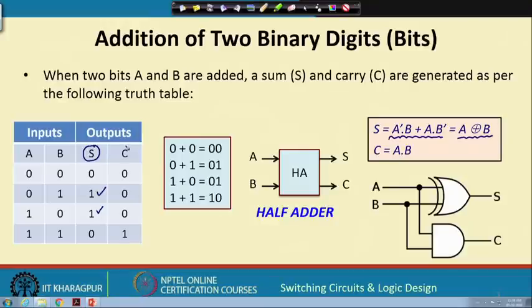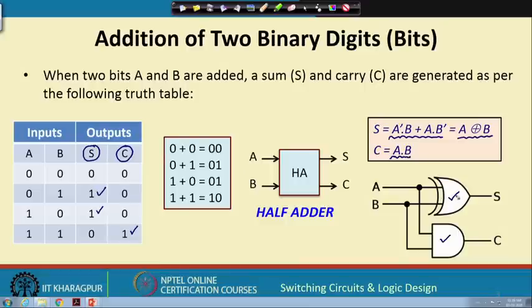If you look at the carry, carry has a single true minterm corresponding to 1 1, which is A B. So, carry is nothing but A B. So, if you implement such a half adder using gates, the sum you can implement by a single exclusive OR gate, the carry you can implement using a single AND gate. Now, one thing to note is that exclusive OR is sometimes not regarded as a basic gate.